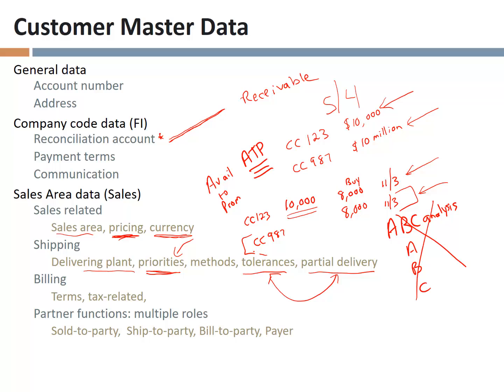Tolerances, remember, also allow for over delivery. So if we have some units in inventory that we're really trying to close out stock of, and a customer will take over delivery, we could plan to do a little bit of that as well.